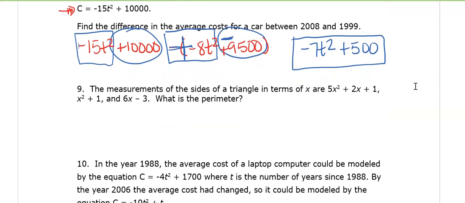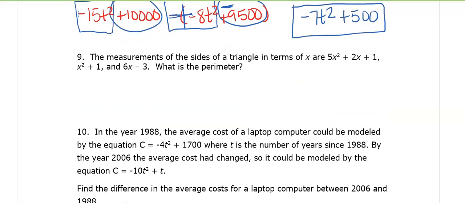Now we're going to go to number 9. The measurements of the sides of a triangle in terms of x are 5x squared plus 2x plus 1, x squared plus 1, and 6x minus 3. What is the perimeter? A reminder again that the perimeter is adding all the sides.